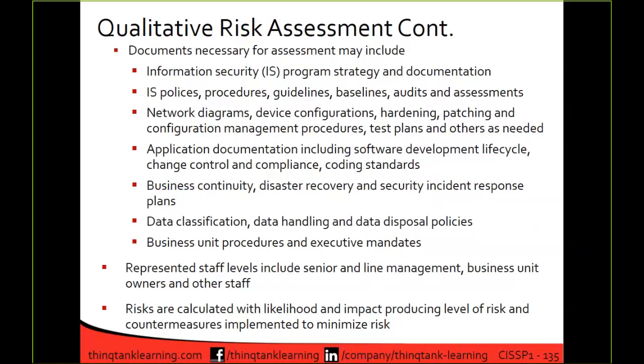Network device configuration, diagrams, patching policies, configuration management procedures, test plans. These are all things that could impact essentially how you handle risk in your environment. Okay? What's the software in the environment? What kind of change control procedures do we have implemented? What are the management procedures and so on?